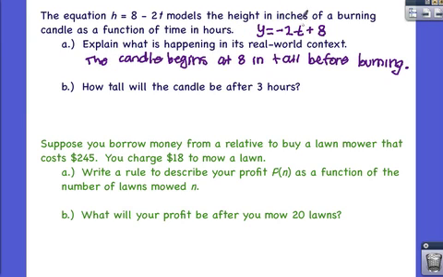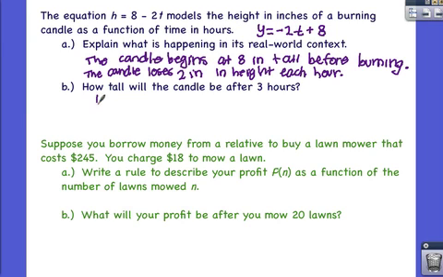Now the slope, -2, is the rate of change of the height compared to the time, which means the candle loses 2 inches in height each hour. How tall will the candle be after 3 hours? Well, we can substitute 3 in for our time, or t. So we have 8 minus 6, or 2.